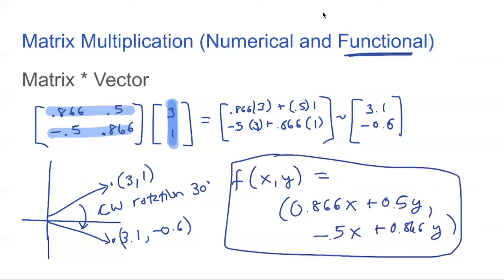There's also a functional interpretation of this. If I have a linear function where, in this case, I have two input variables and two output variables. So if my two input variables are x and y, and my output is I take the x coordinate and multiply by 0.866, add that to 0.5 times the y coordinate, then that is the first coordinate of my output. My second coordinate of the output is negative 0.5 times x plus 0.866 times y. If I look at that as a function, that has the same exact effect, the same output as if I multiply by this matrix.